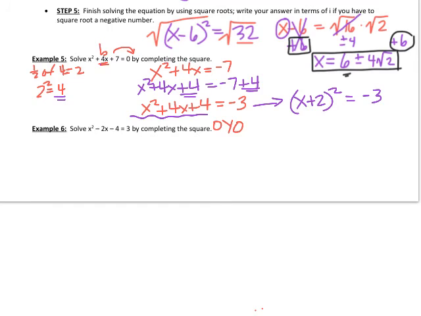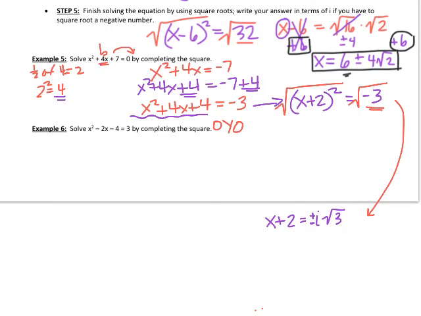Now I'm going to have to take the square root of both sides. So I'm going to take the square root of this and the square root of this. Now remember, just a second ago we said that if we have to take the square root of a negative number, we need to write our answer in terms of i. So I'm going to move down here so I can finish this up. On the left side, I'm going to end up with just x plus 2. And on the right side, I'm going to end up with i square root of 3. And of course this is plus or minus.